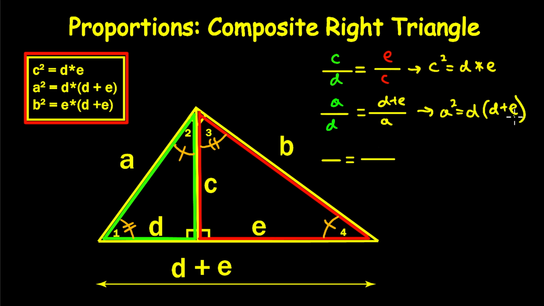And now we go to the third formula, b squared equals e times (d plus e). So we have the hypotenuse of the medium triangle over the mid side of the medium triangle, which is then b over e, equals the hypotenuse of the big triangle, which again is d plus e, over the mid side of the big triangle, which is b. So we have (d plus e) over b. And once again, rearranging, bringing the b up and the e up, we have b squared equals e times (d plus e). And that is how you derive all of these formulas.